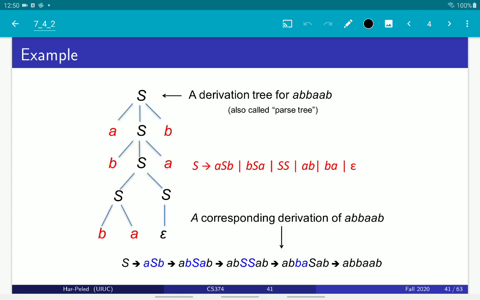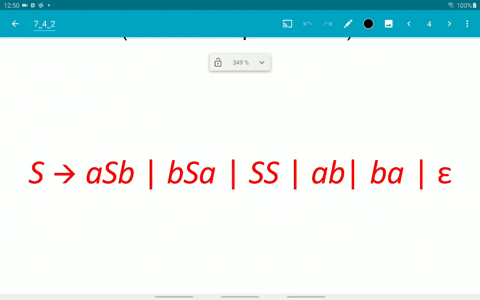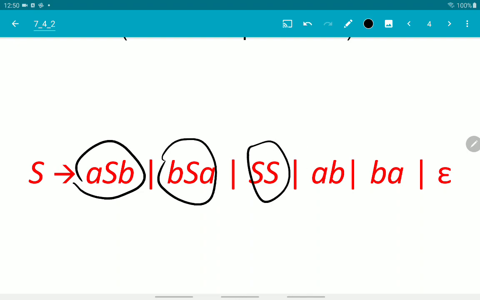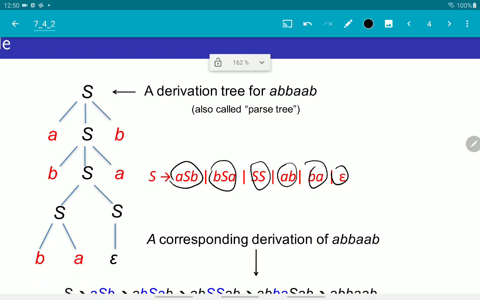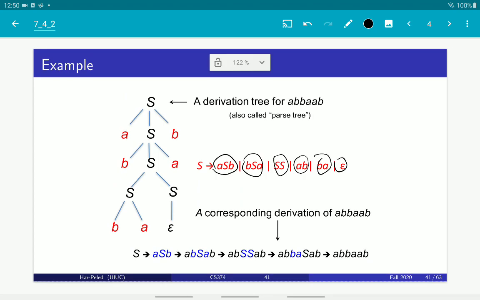So consider the following grammar, which is not a minimal grammar, but that's quite okay. S goes to ASB, or BAS, or SS, or AB, or BA, or epsilon. This is just a grammar that generates all strings that have a balanced number of A's and B's. It's not minimal, by the way, but who cares? Now think about the sequence of the derivation shown at the bottom. We just generate from S the string ABBAAB.